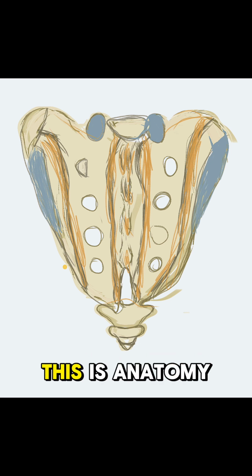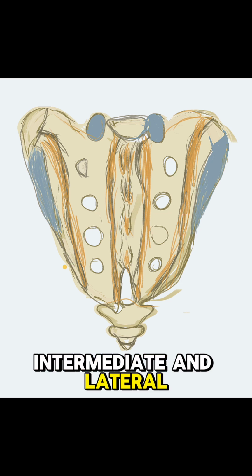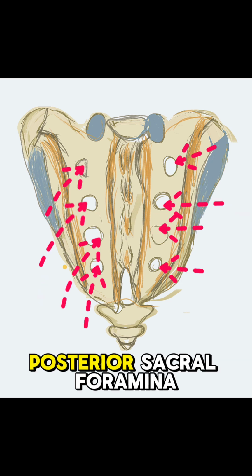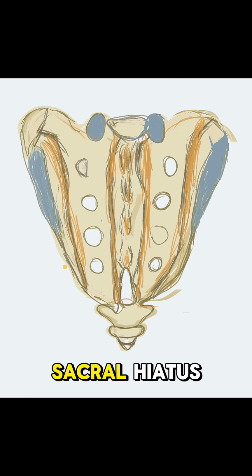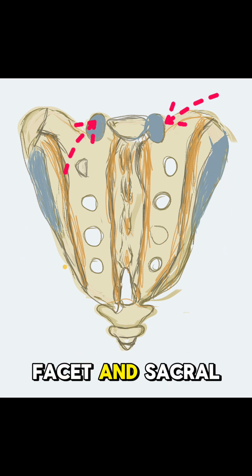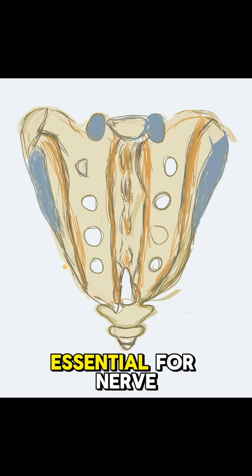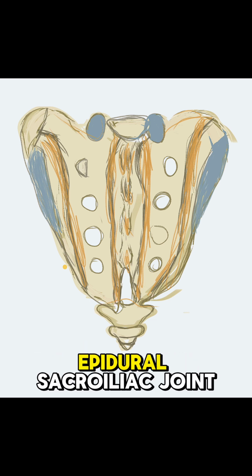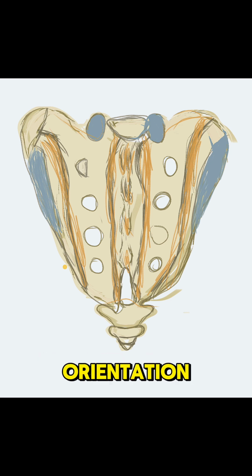Do not forget, this is Anatomy Made Easy with Ekechukwu Dora. Here we have learned about the median, intermediate, and lateral crests, posterior sacral foramina, sacral canal, and sacral hiatus, the auricular surfaces, superior articular facets, and sacral cornu. These landmarks are essential for nerve blocks, epidural and sacroiliac joint procedures, and surgical orientation.